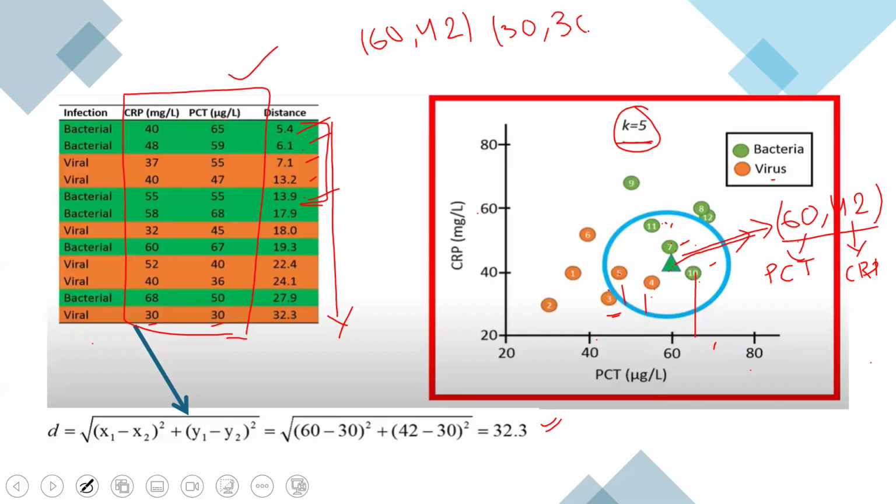So let's suppose 30, 30 is one of the points in the data set. So how do you calculate the Euclidean distance? 60 minus 30 whole square plus 42 minus 30 whole square, to the square root. So that gives you the distance, which is 32.3. Similarly, you calculate the distance to every other point.